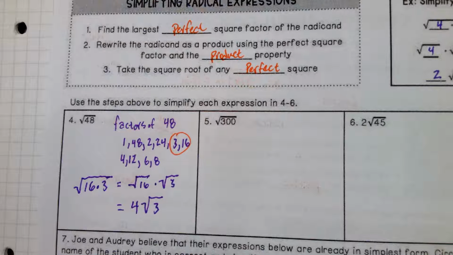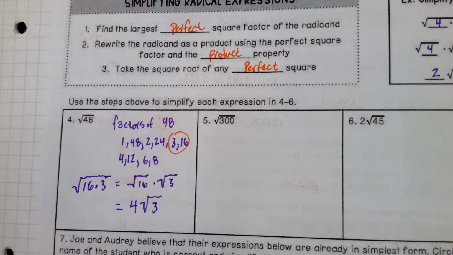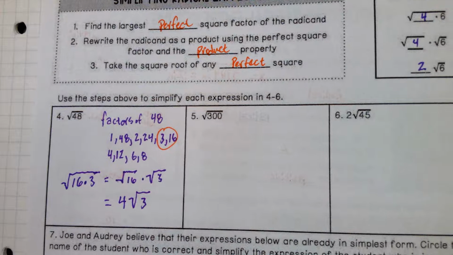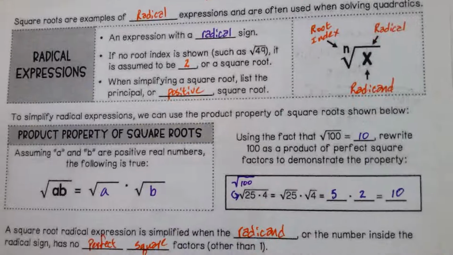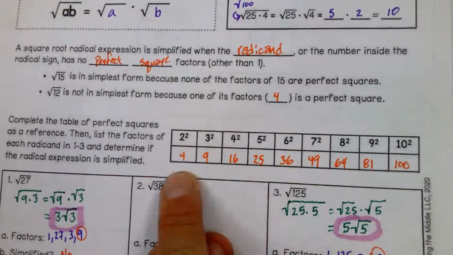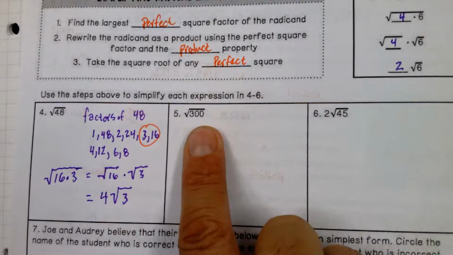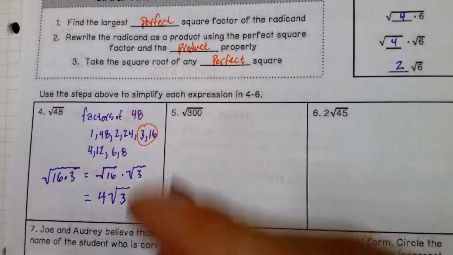So the answer is 4 radical 3. Okay. Let's see about 300. What's the largest perfect square? Think of these numbers, we're hunting for these numbers. Is it 100? Yeah, it's 100 times 3, right? I think that's it. Sometimes we get lucky and find it right away.